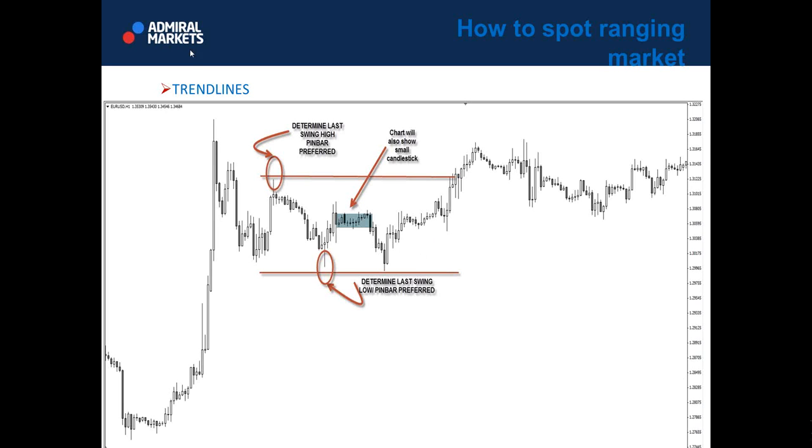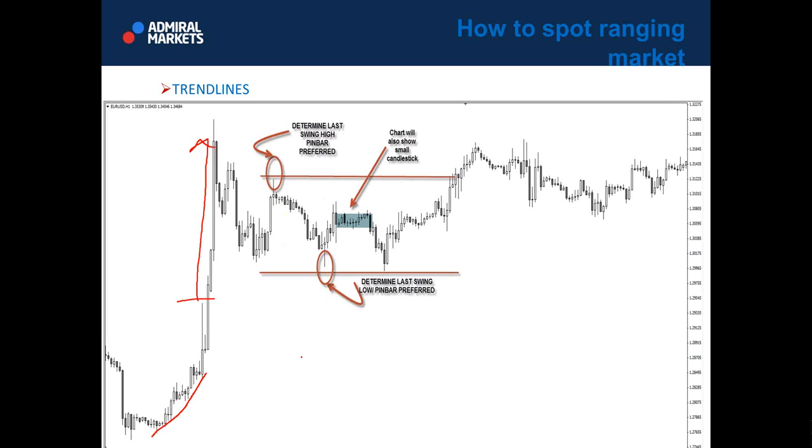First, we need to see a trend prior to any range determination. We need to see the trend. This is the trend, and this is the breakout in trend direction. Normally, after the trend, there will be some retracement. It's normal during the trend, and then a range market.